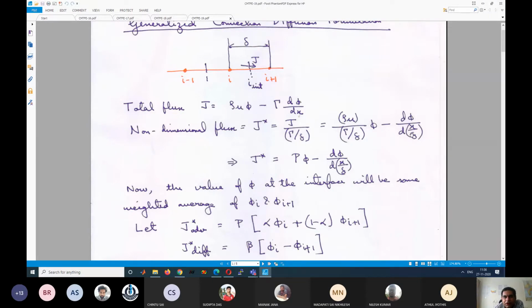Now let us go to the diffusive term, d phi dx by delta. At the interface, if I want to find this value, what will be the value at the interface? How will I write this value at the interface of this derivative? D phi by dx by delta means the non-dimensional diffusive flux. How will I write the value of this diffusive flux at the interface? Central difference scheme, you say? Or upwind? For both, the diffusive term is taken in a similar way.